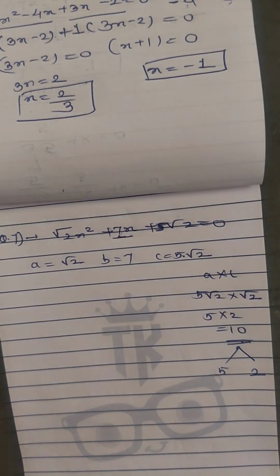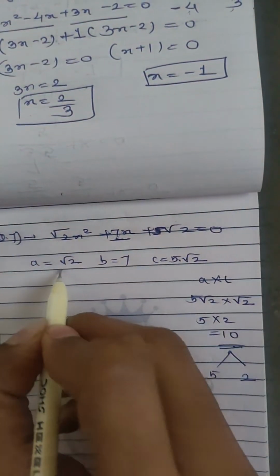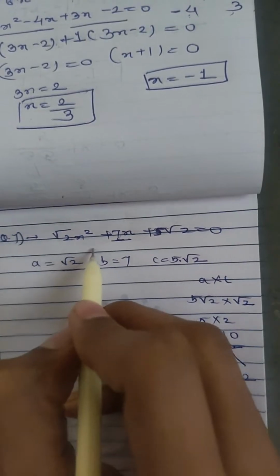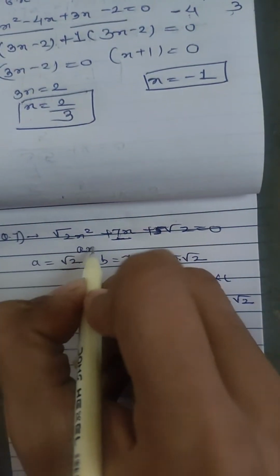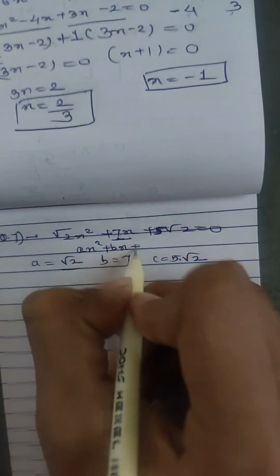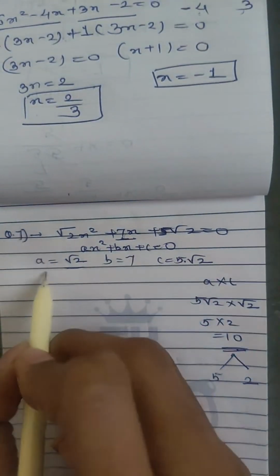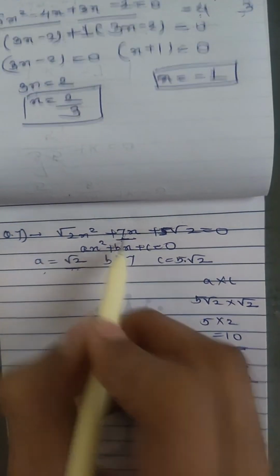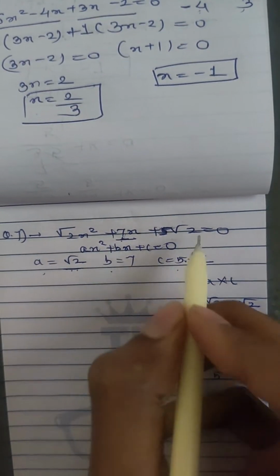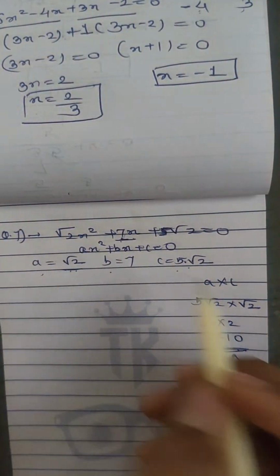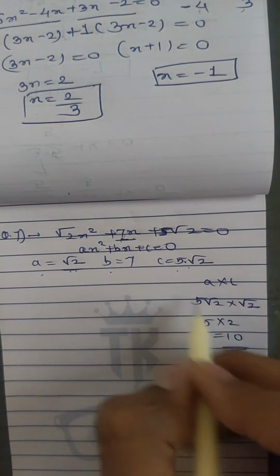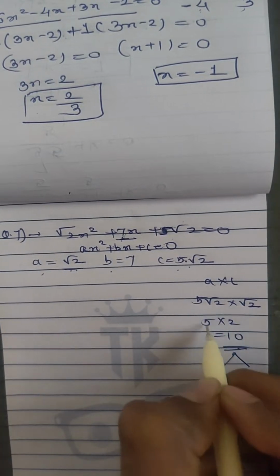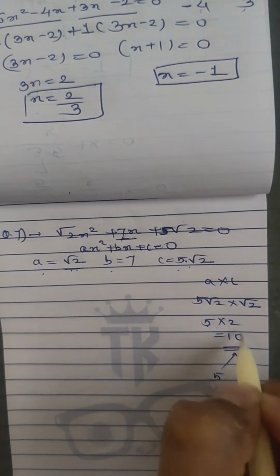Question number 7, what is said here: under root 2 x square plus 7x plus 5 under root 2 is equal to 0. So a is equal to under root 2 after comparing it with the general equation, that is ax square plus bx plus c equal to 0. So the value of a we get here is under root 2, b is 7 and c is 5 root 2. So simply we have to do a into c here. So 5 root 2 into root 2 is equal to 5 into 2, which we get here as 10.